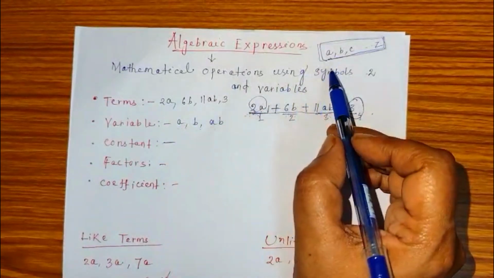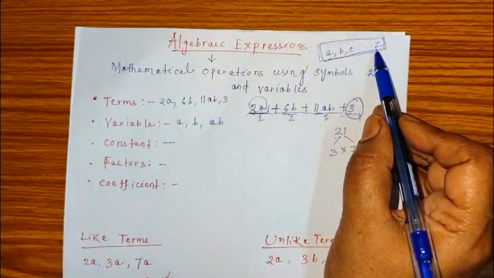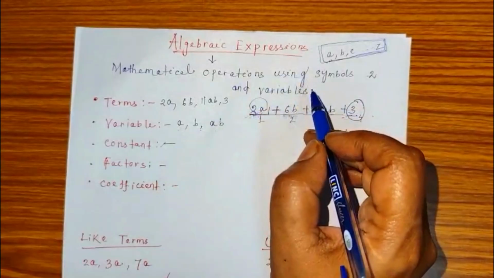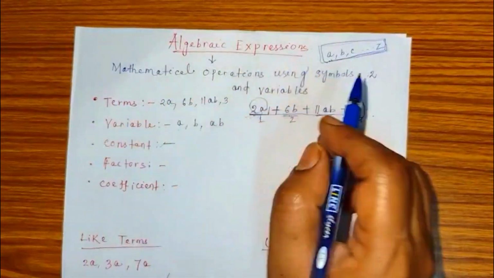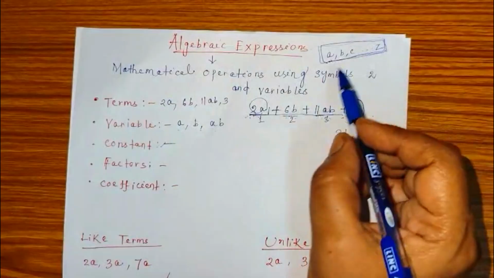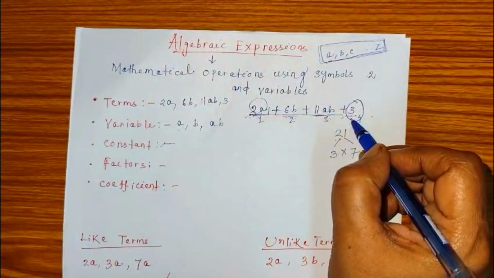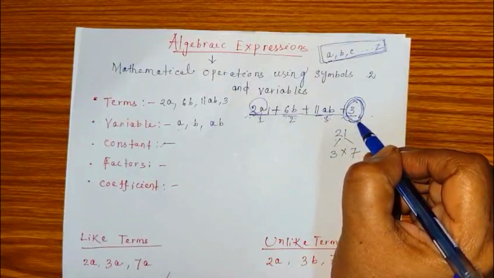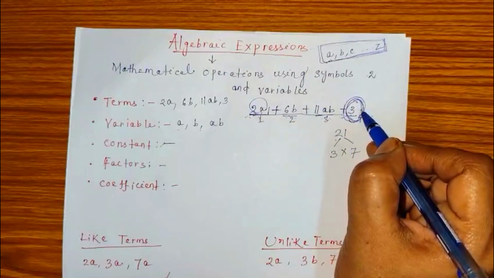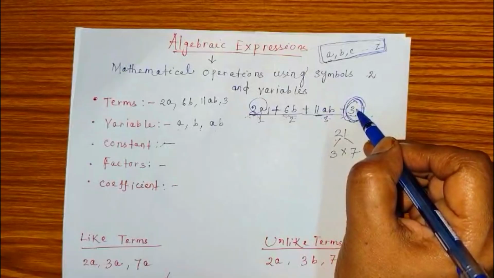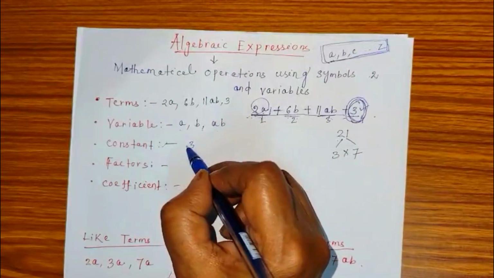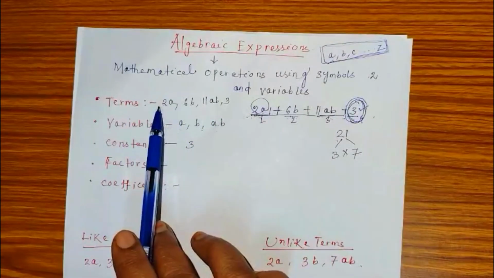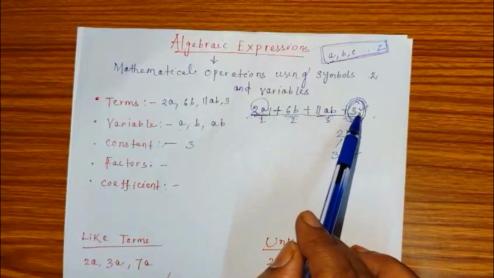Next, variable: as I said before, all these letters are called variables. Constant: a constant is when any number is not attached to any variable. In this expression, see this 3. This 3 is a constant. Here there is no letter a, b, only a number. So 3 is a constant. Got it?